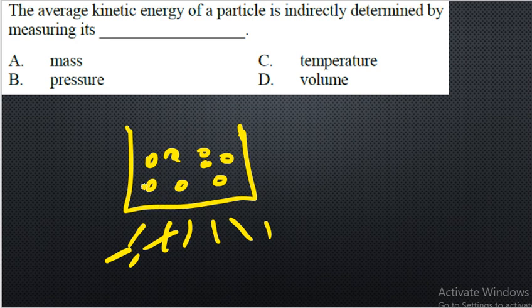That means the kinetic energy of the particles in a molecule, in an object. So the average kinetic energy of a particle is indirectly determined by temperature, not by mass or pressure, volume. These are other issues. So kinetic energy of particles in a body will be determined by the temperature. As temperature increases, the movement of the molecules increases, but if the temperature decreases it will be less movement.